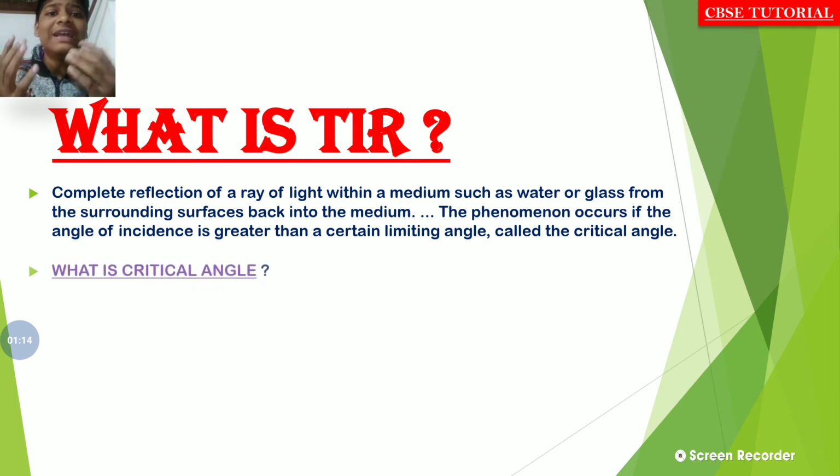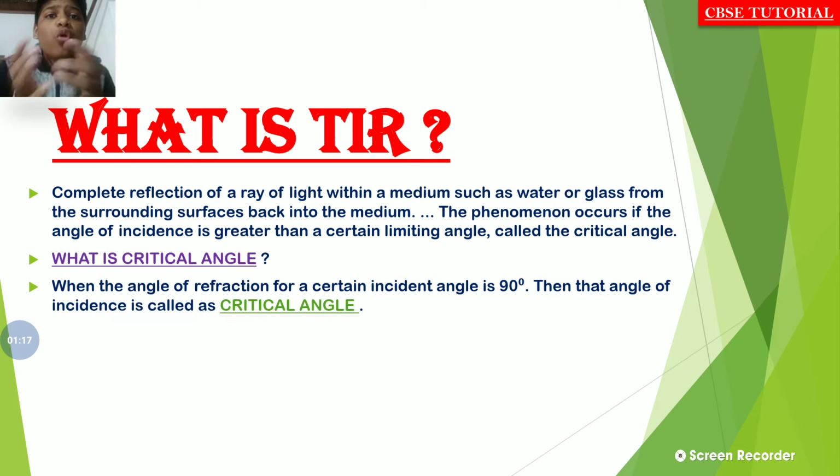So what is a critical angle? The critical angle is also an angle of incidence, but in this case, when the ray refracts into the other medium, it refracts at an angle of 90 degrees, that is a right angle, and that incident angle is called the critical angle. So we can say that when the angle of refraction for a certain angle of incidence is 90 degrees, that is a right angle, then that angle of incidence is called the critical angle.